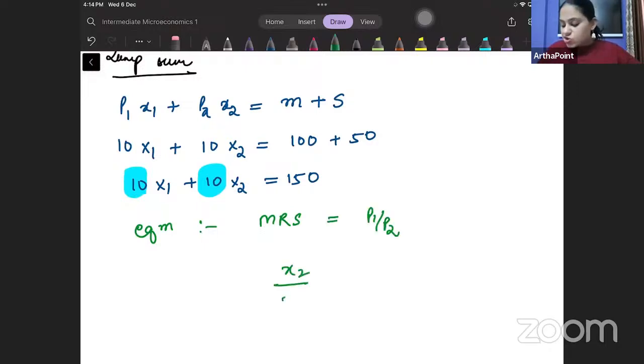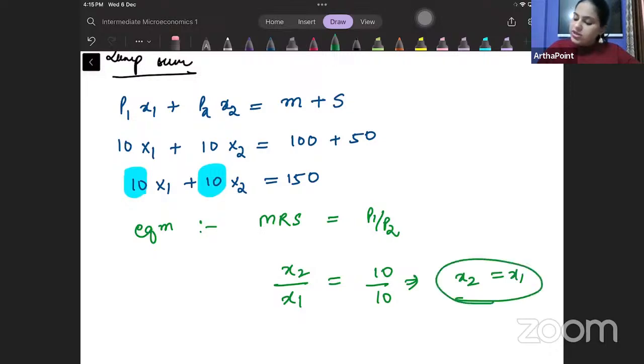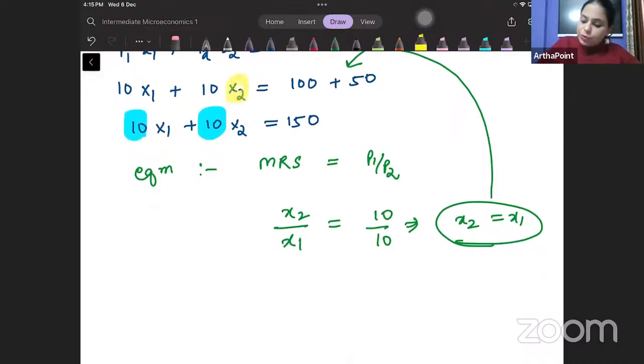MRS we found as x2 by x1. Price ratio is 10 by 10. So from here, x2 equal to x1 will come. The condition will remain the same, but I have to put this in my new budget line. So instead of x2, I will put x1.